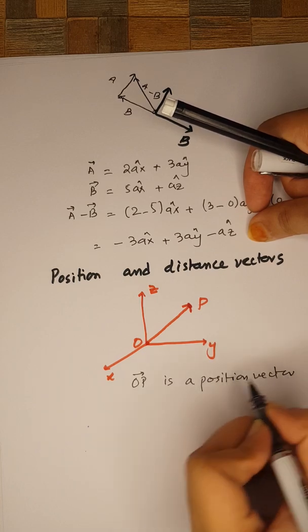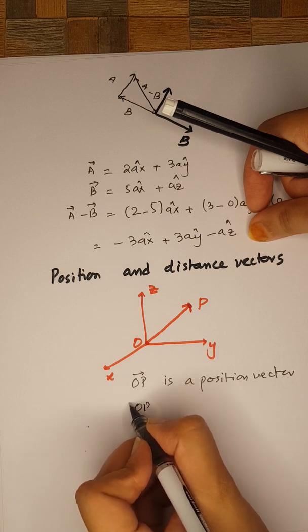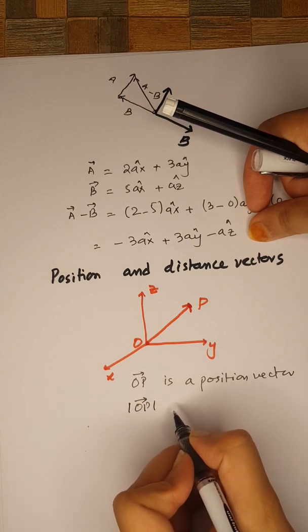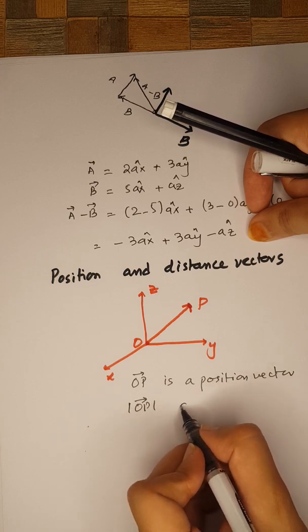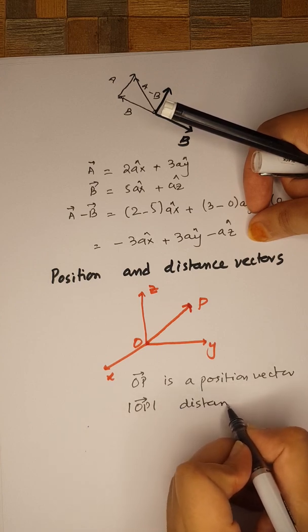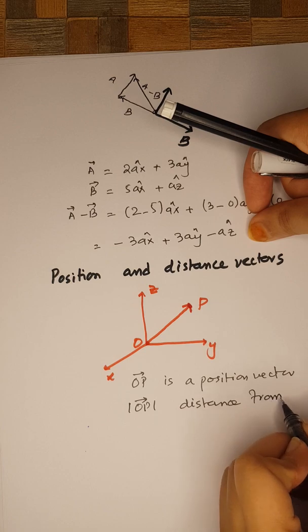OP vector is a position vector, and the magnitude of OP vector gives us the distance from the origin.